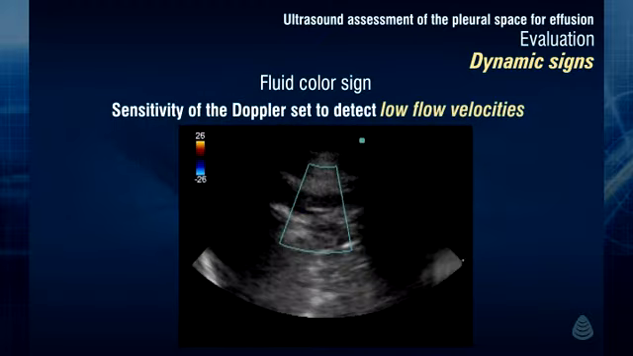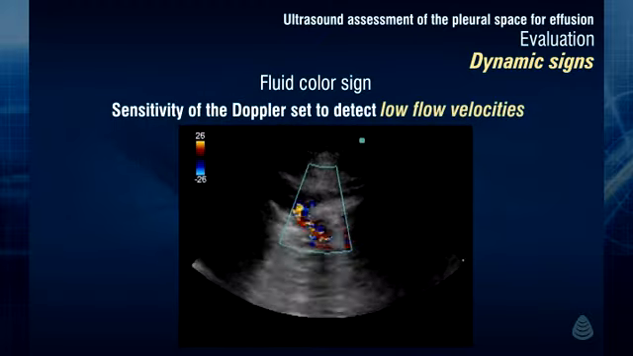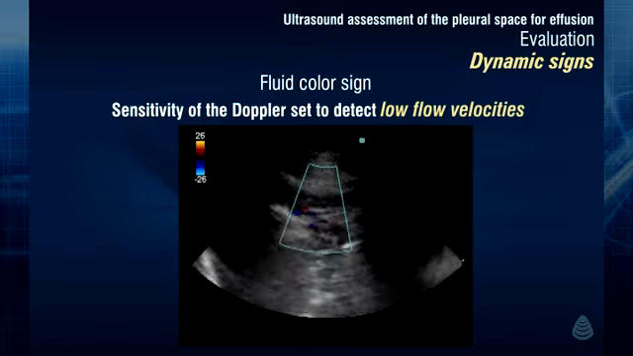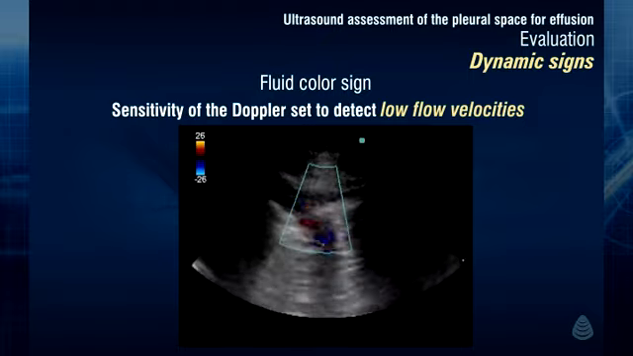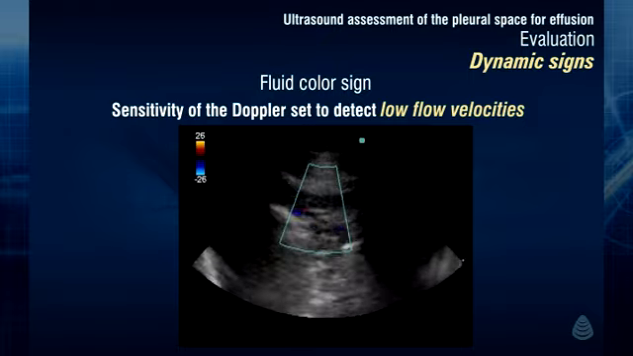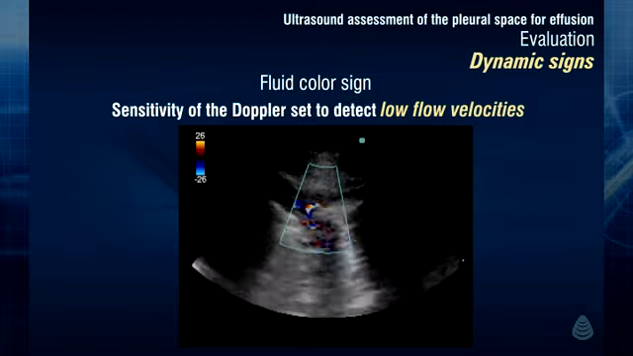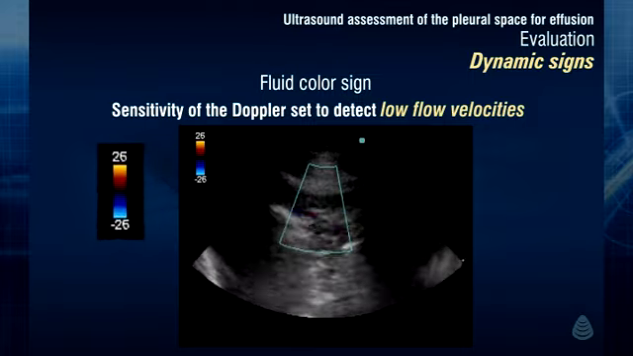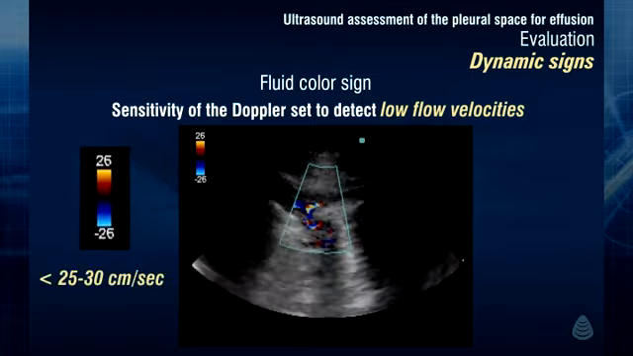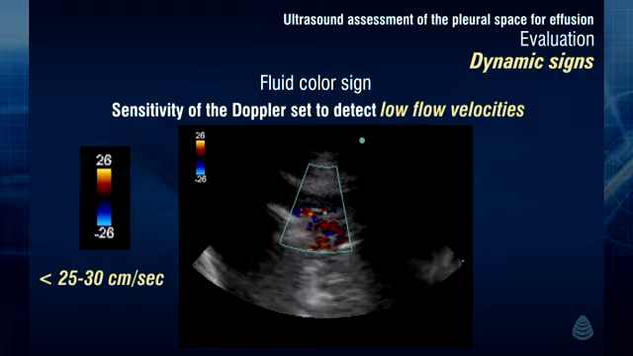As was previously reviewed in the vascular curriculum, the sensitivity of the Doppler should be set so as to detect low flow velocities. This is accomplished by adjusting the color Doppler scales to a low setting, typically lower than 25 to 30 centimeters per second.